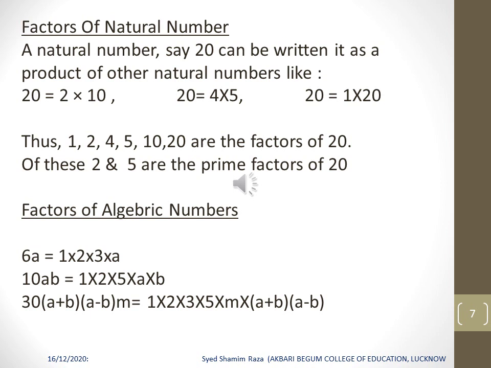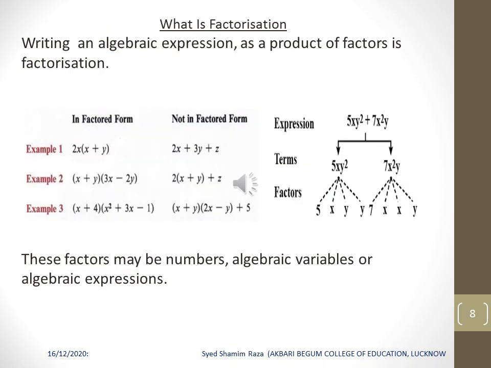In the same way, the third example, 30(a plus b)(a minus b)m. I can mention the factors of 30: 1, 2, 3, and 5. Then there is a multiplied by m. Then there is a further multiplication of (a plus b) and (a minus b). Thus we can say there can be an algebraic expression also, the way we do for arithmetic, in the same way for algebra.